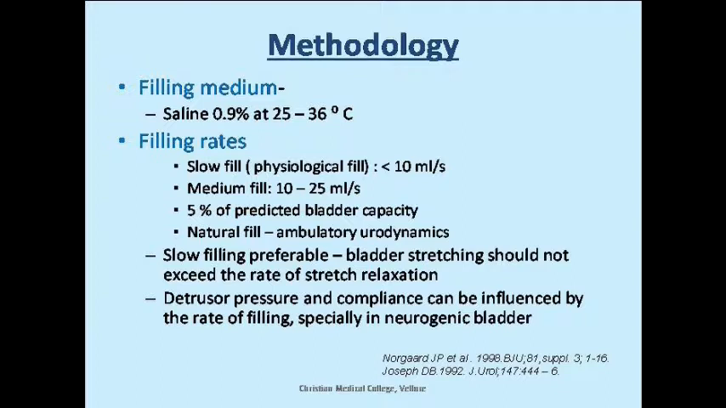Filling rates are extremely important because they can modify the responses. This research from ambulatory monitoring actually surprised us, because we all believed that natural fill should not pick up more overactive bladders. But the ambulatory monitoring studies in normal adults showed that normal filling actually picks up far more detrusor overactivity than even a slow fill cystometry, indicating that this artificial fill can actually suppress the detrusor activity. So it's very important to remember that filling would affect bladder responses.